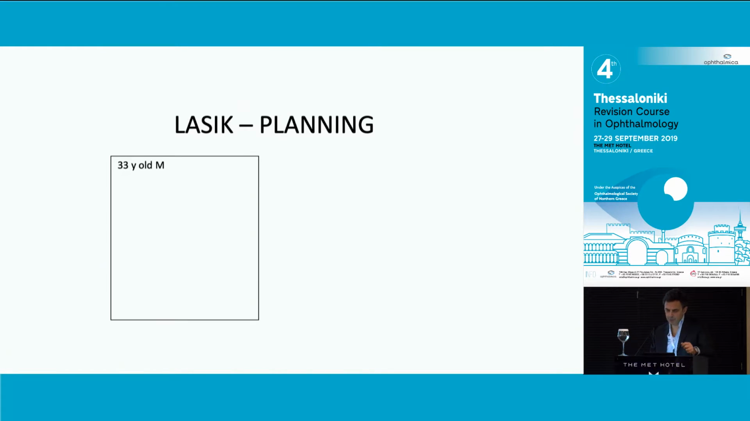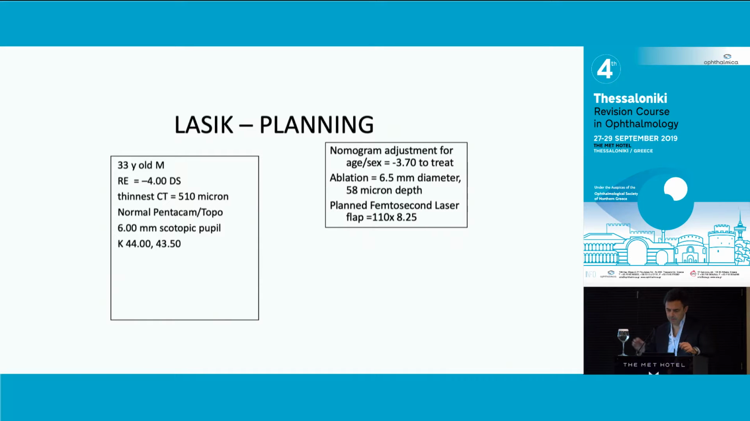So briefly, imagine, just for the sake of mental calculation, that you've got a 33-year-old patient, -4, thinnest cornea is 510 micron, normal Pentacam, 6 mm scotopic pupil, a normal case, everything is good. Sometimes you need to do a nomogram adjustment for age and sex, but most modern lasers will do that for you. You must have your own nomogram. I think Bruce will talk more about that.